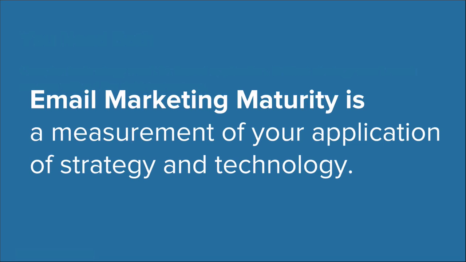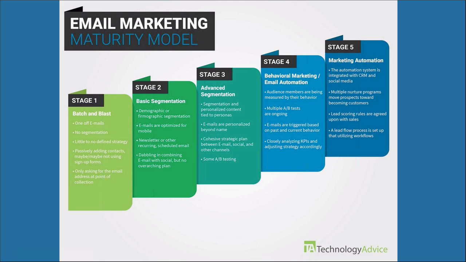And so when we talk about email marketing maturity, we're talking about the measurement of your application of strategy and technology, which is why we're talking about the email marketing maturity model, which is right here. So you can see that we'll go through today the five different stages, starting with Batch and Blast, which is pretty primitive, and then all the way up to full-blown marketing automation.